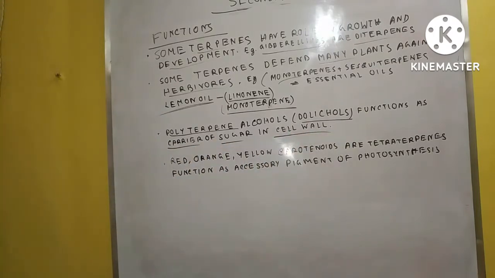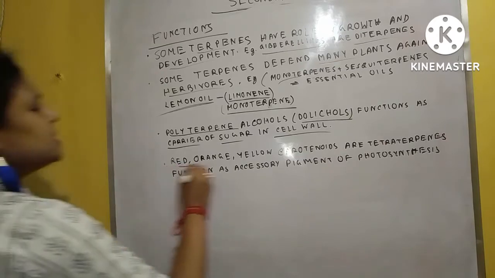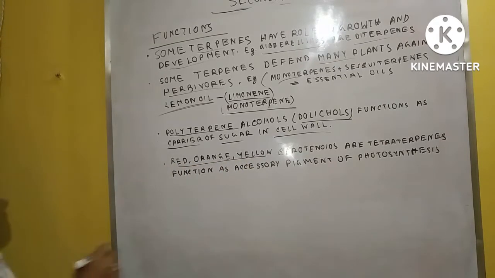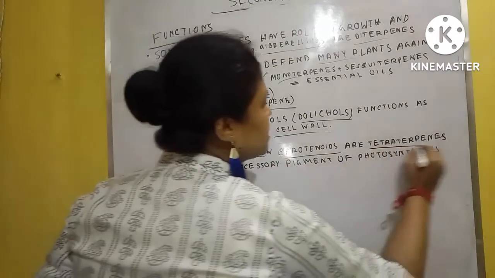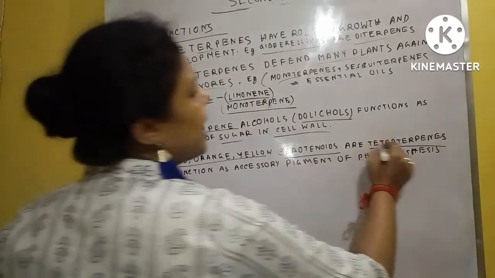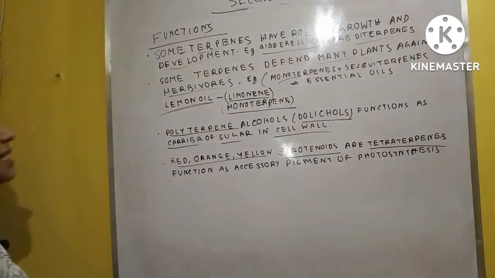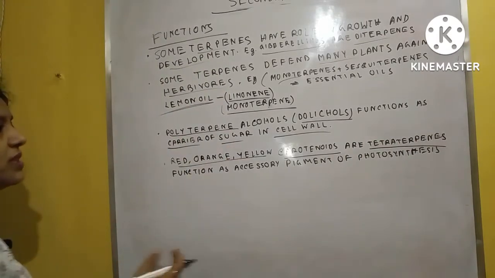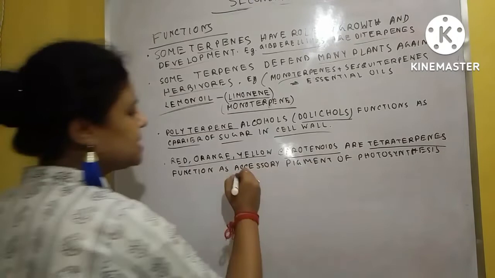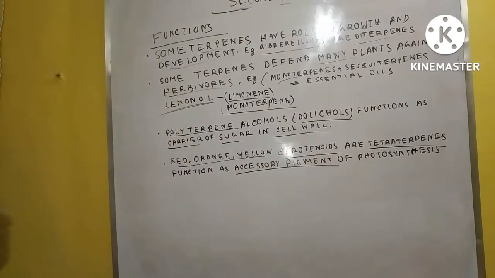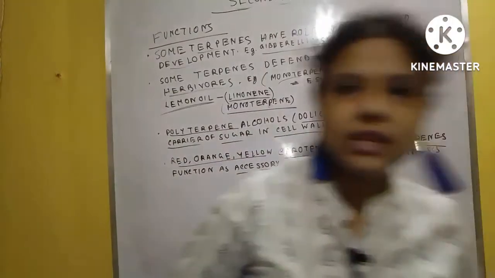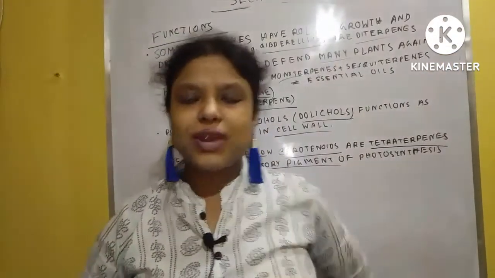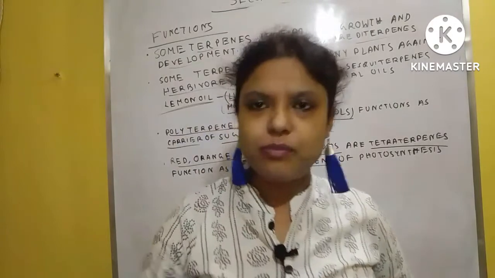Clear? And the last one, red, orange and yellow pigments that are found, called the carotenoids. These are all the tetraterpenes. The carotenoids are actually tetraterpenes, and these are present during photosynthesis, and these act as accessory pigments during photosynthesis. So these are the functions of the terpenes, and I think I tried to explain properly, and you can understand it properly.